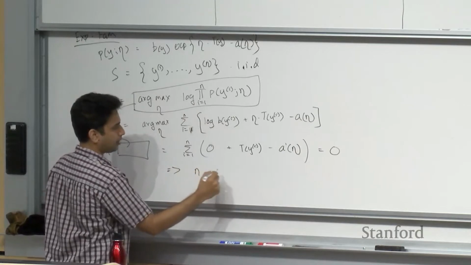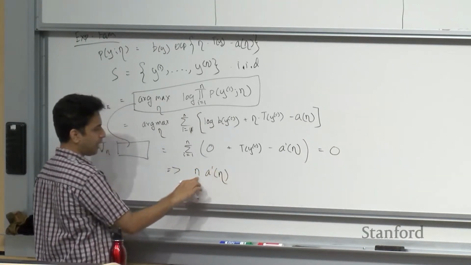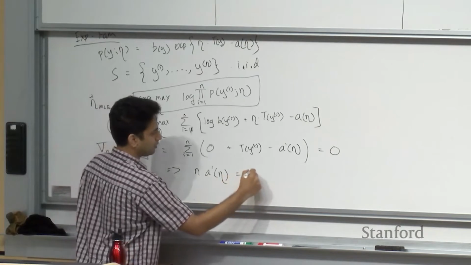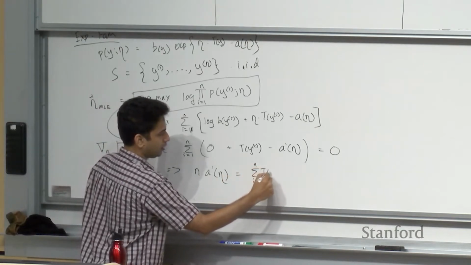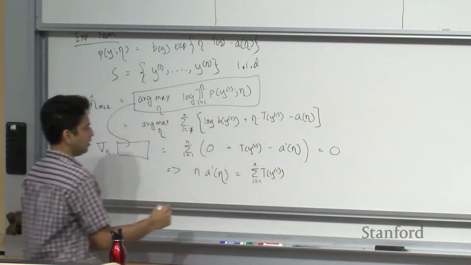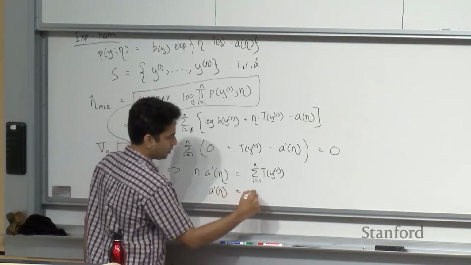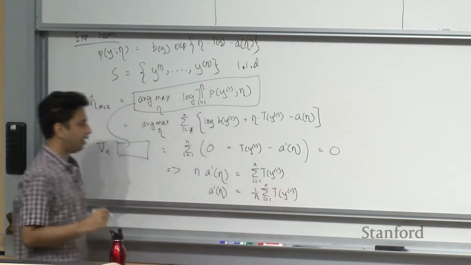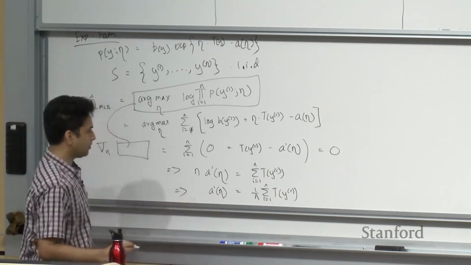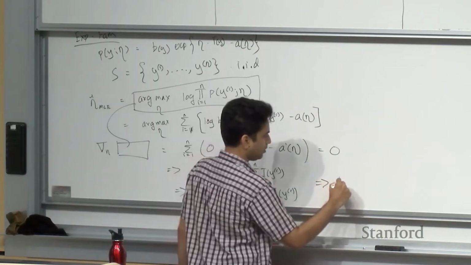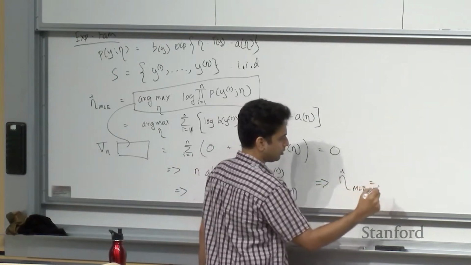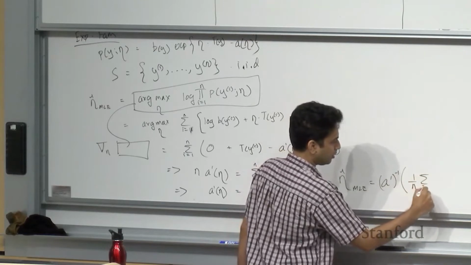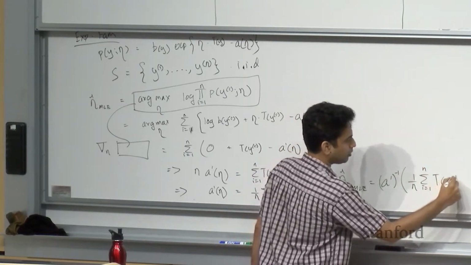This gives us n times a prime of eta. Here n is the number of examples, and this is eta. They look kind of similar. This is equal to the sum from i equals 1 to n of t of yi, or a prime of eta is equal to 1 over n times the sum from i equals 1 to n of t of yi. And this tells us eta hat MLE is equal to a prime inverse of 1 over n times the sum from i equals 1 to n of t of yi.